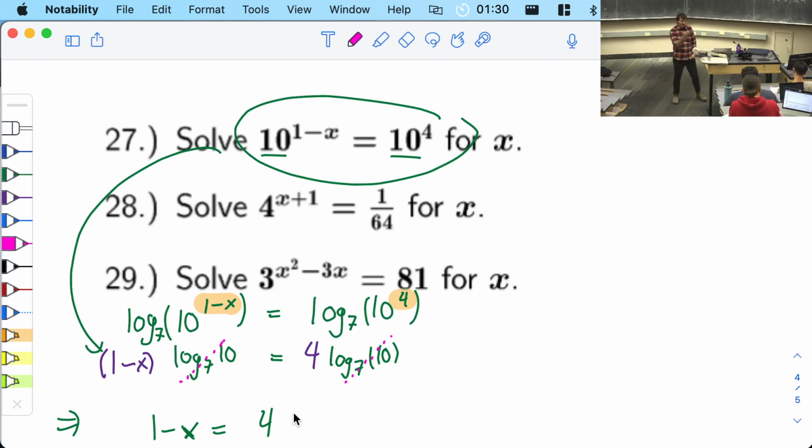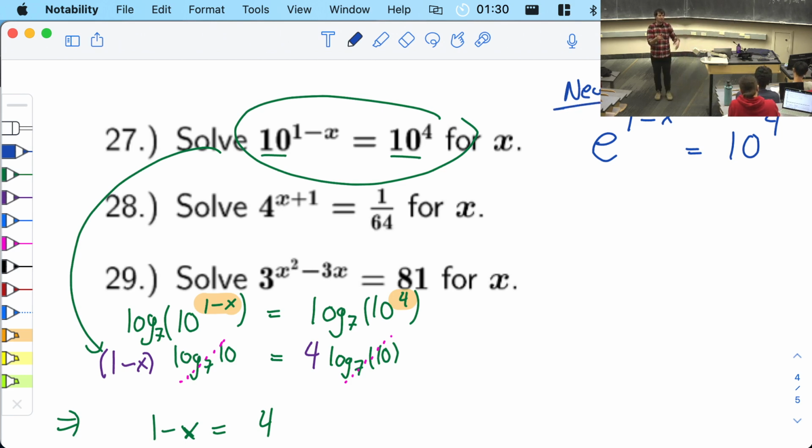To show you how this works, let's make the question harder. Let's pretend the question said e to the power 1 minus x equals 10 to the 4. This is a new question, and how would you solve it? Well, again, now they're unequal bases, so you can't do a shortcut and skip, but the strategy of applying log and then having the exponents hop down will still work.